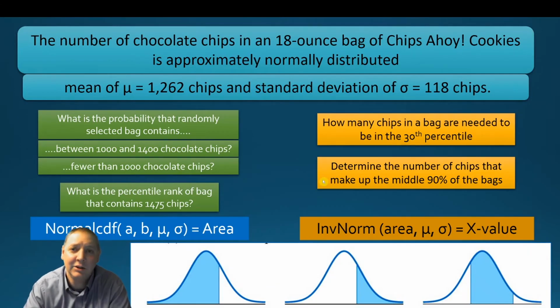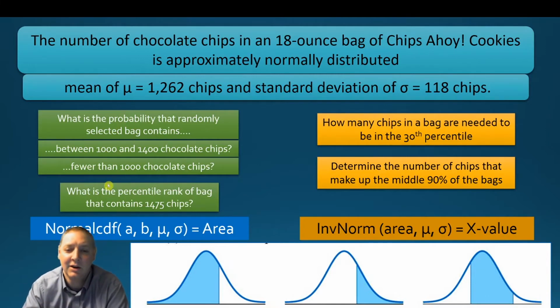Alright, so I kind of color-coded these to give us an idea. Sometimes you might want to find out some set number of chips. So what's the probability that if we pick a random bag from this collection, that it would have between 1,000 and 1,400 chips, or fewer than 1,000 chips? That's one of those out to infinity style things. Or maybe what's the percentile rank for a certain number of chips in a bag?